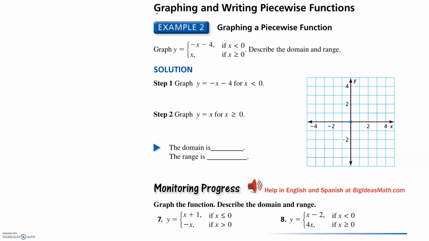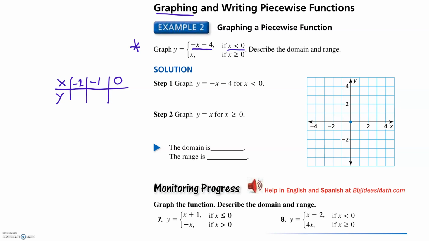All right, we're going to practice first of all graphing piecewise functions, and then we'll practice writing them. So example 2, we're going to graph this piecewise function. Notice y equals negative x minus 4 if x is less than 0. So I'm going to make a really small table of values, x and y, but I need x to be less than 0.